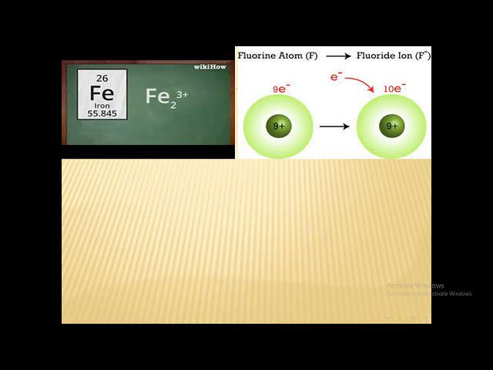Okay, we have Fe and Fe plus 3. So let's try this example. We'll solve for Fe plus 3. Again, what is the atomic number? It is the lowest number we have. We have 26, and the large number we have is the mass number. So what is the number of electrons? Try to solve this problem alone, then come back to this video.